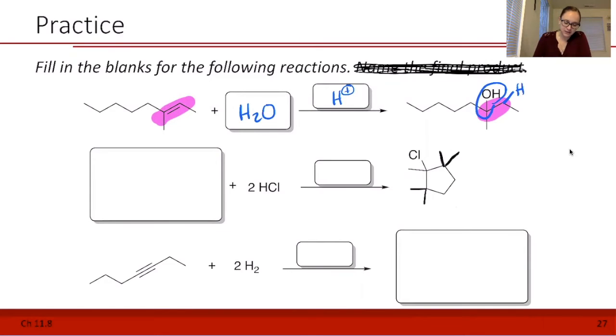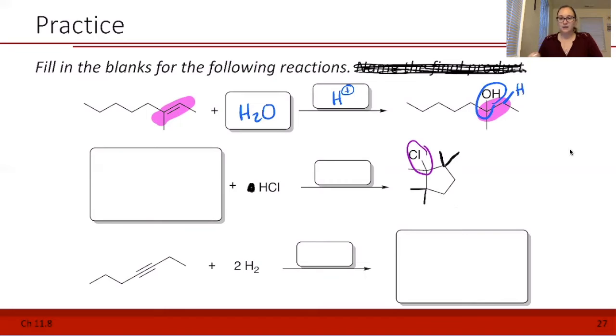The second question here, we don't know what our reagent is. We don't know what our starting material is. We don't know what's above the arrow, but we have our product and we have that we added HCl. So let's look at this. We know that when we have HCl in a reaction and it makes a haloalkane, that it came from an alkene addition reaction. So let's look at this haloalkane and see what we could have gotten from it.